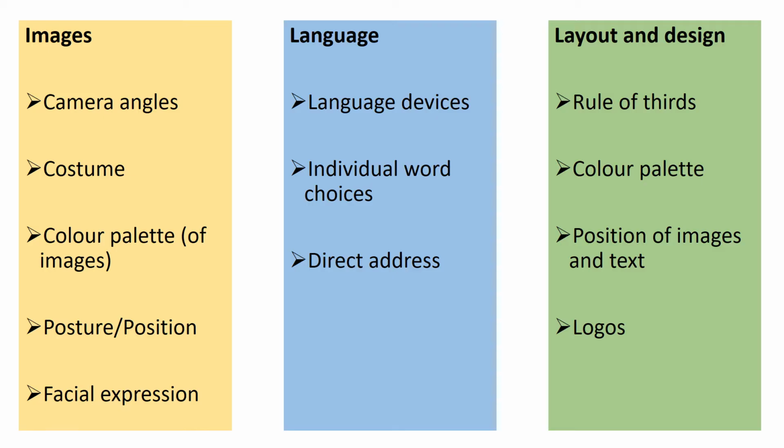And then for images, you might consider such things as camera angles and how those are effective and the meaning that they create. You might look at the costume choices. The colour palette could also come into images as well as in layout and design if you're talking about the images themselves. The posture or position of characters, facial expressions might be significant depending on which text you're looking at.